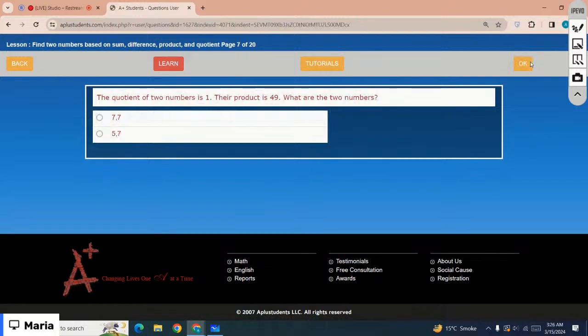Okay, the quotient of two numbers is 1 and their product is 49. What are the two numbers? So, which is the correct option?